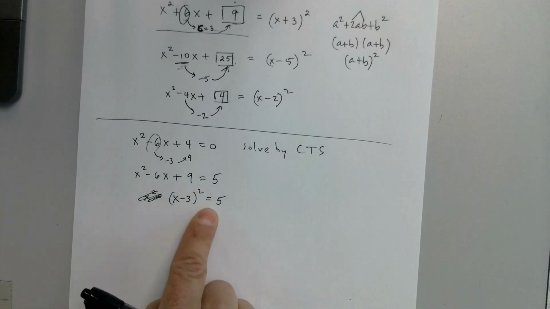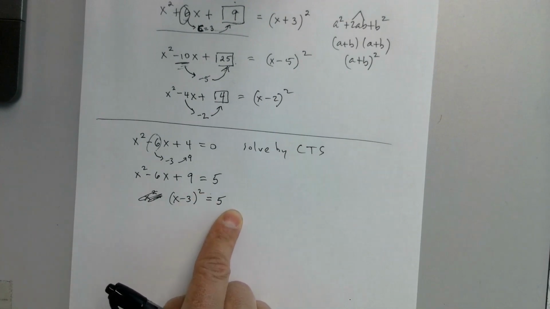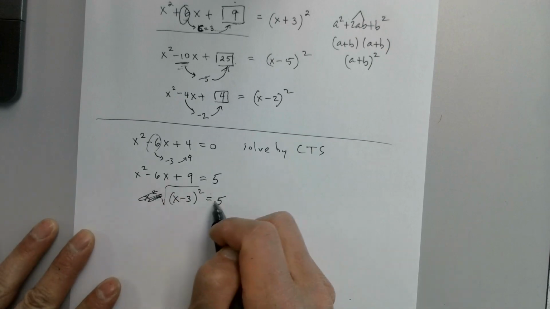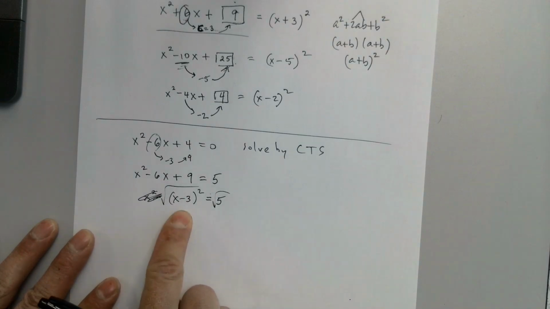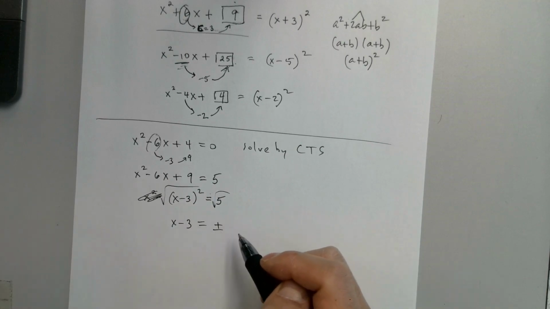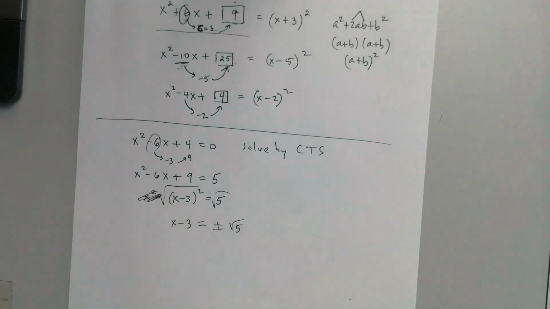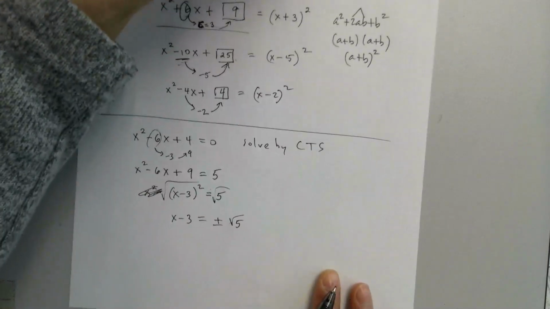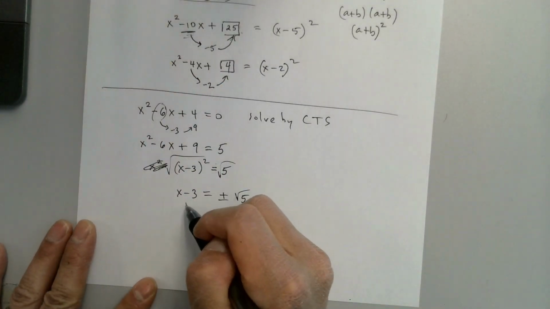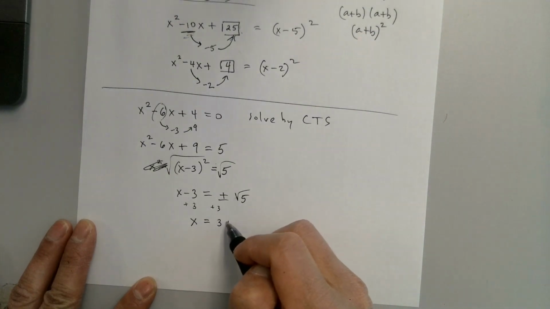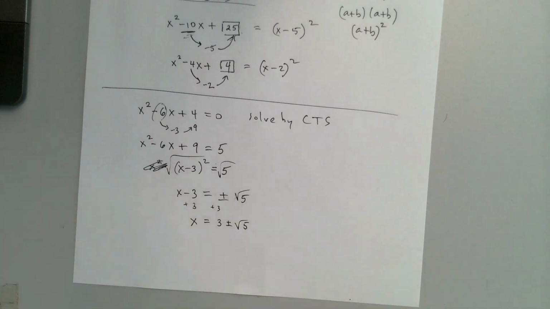I have something squared equals something. That's my signal. Take the square root of both sides. I'll actually draw a square root. Okay, square root of x minus 3 squared is x minus 3. Don't forget the plus or minus. Square root of 5. Now 5 is prime, so there's nothing else I can do with the square root of 5. It's done. But I do still have to isolate the x. That's simple. I just add 3 to both sides. X is 3 plus or minus rad 5.